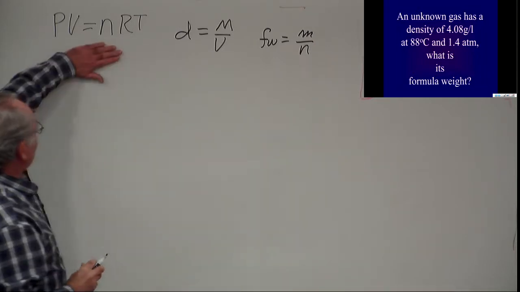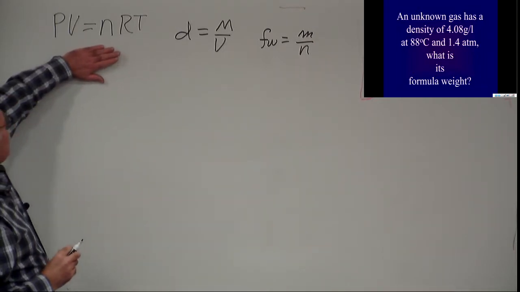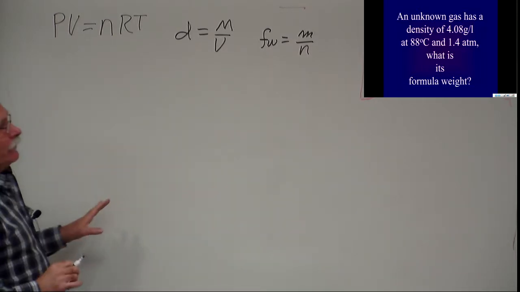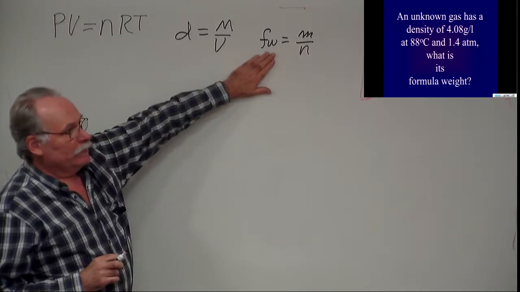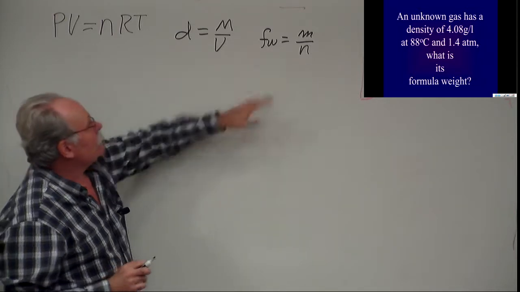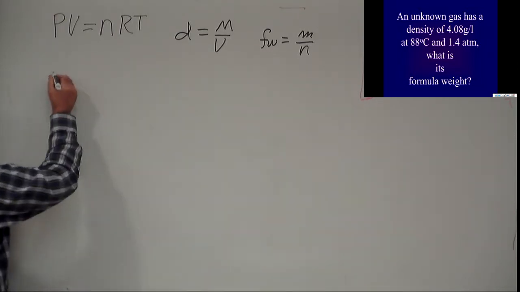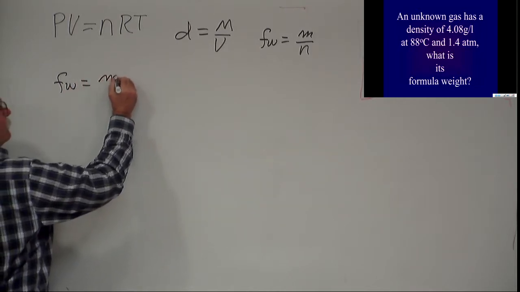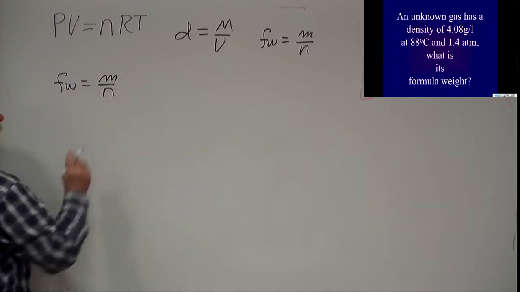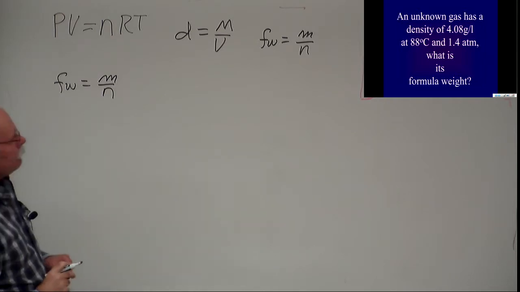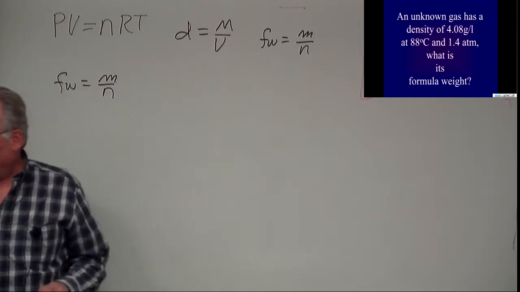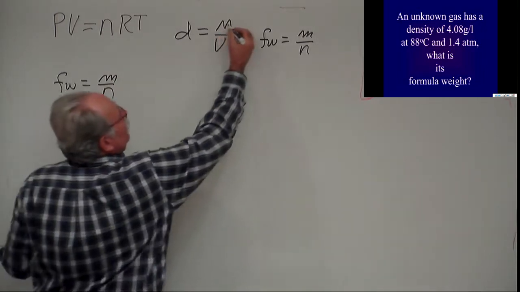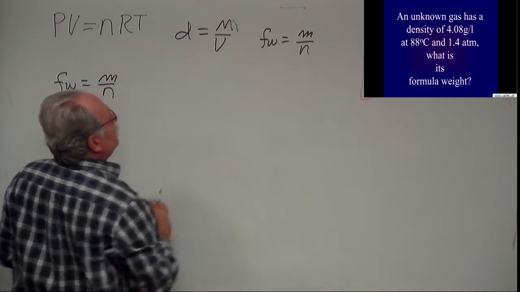Now, most of us will start with the ideal gas law because this is the gas chapter. But let's think about this for a second. We're solving for formula weight. This is what we're after. So let's start with the formula weight. So I can say that the formula weight is equal to the mass per mole, okay? Now, am I given data on the mass or the moles? No, I'm not. And incidentally, I'm going to write this as a small m here.